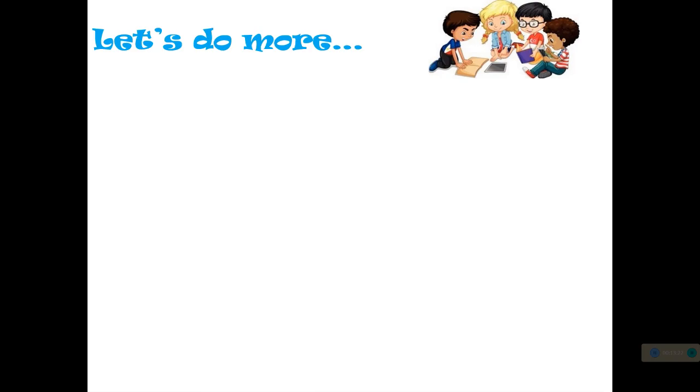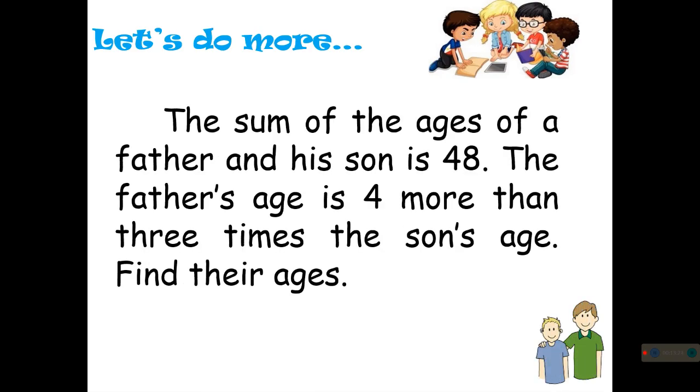Okay? So, I have here again a problem about the father and son. But the problem states that the sum of the ages of a father and his son is 48. Okay? The father's age is 4 more than 3 times the son's age. Find their ages. Again, the sum of the ages of a father and his son is 48. The father's age is 4 more than 3 times the son's age. Find their ages. Okay? So, let's have our solution.